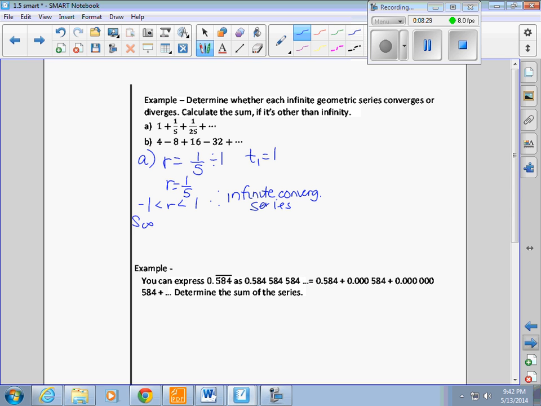So the sum of the infinite terms is equal to term 1 over 1 minus r. So it is 1 divided by 1 minus 1/5. Oh, sorry, I wrote that down wrong. I'll just continue it here. So that's equal to 1 divided by 4/5, which is the same as saying 1 times 5 over 4, which equals 1.25. So my sum would eventually get close to 1.25.